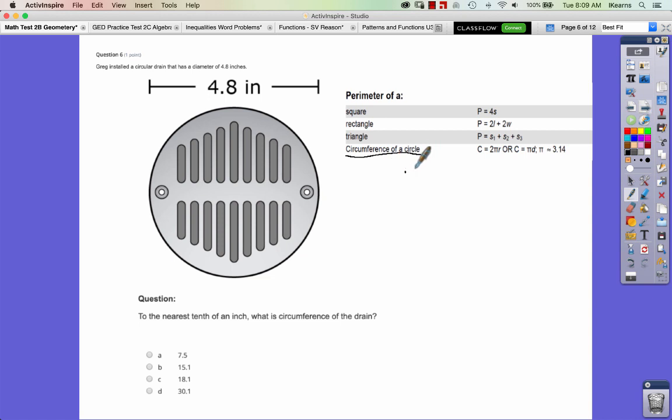So circumference is kind of, it's the perimeter, essentially. And they give us two different equations. You've got circumference equals 2 pi r, or circumference equals pi times diameter. That's because the diameter is equal to 2r, or the radius is equal to the diameter cut in half, or half the diameter. So if you know one, you can easily find the other.